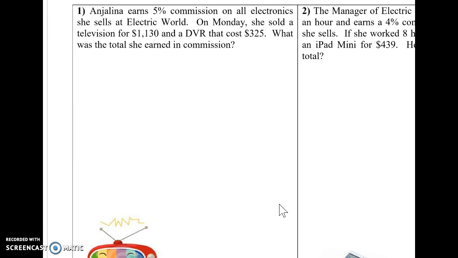All right, so let's underline or highlight keywords. So she gets 5% commission on all electronics she sells at Electric World. On Monday, she sold a TV for $1,130 and a DVR that's $325. What was the total she earned in commission?